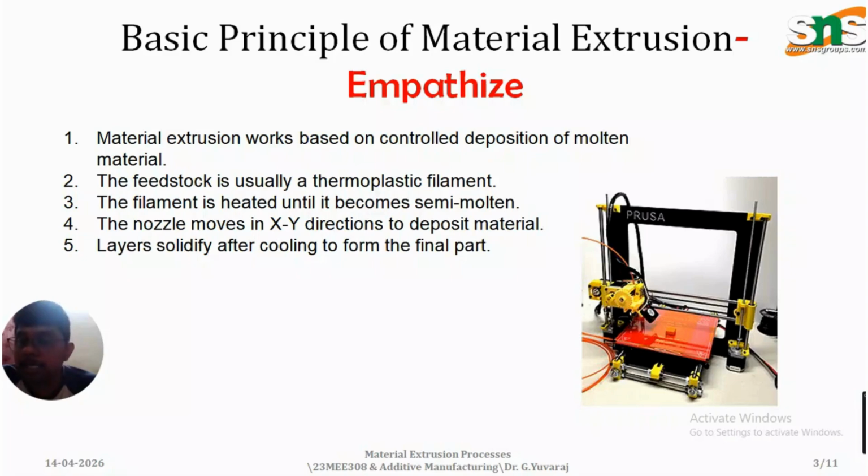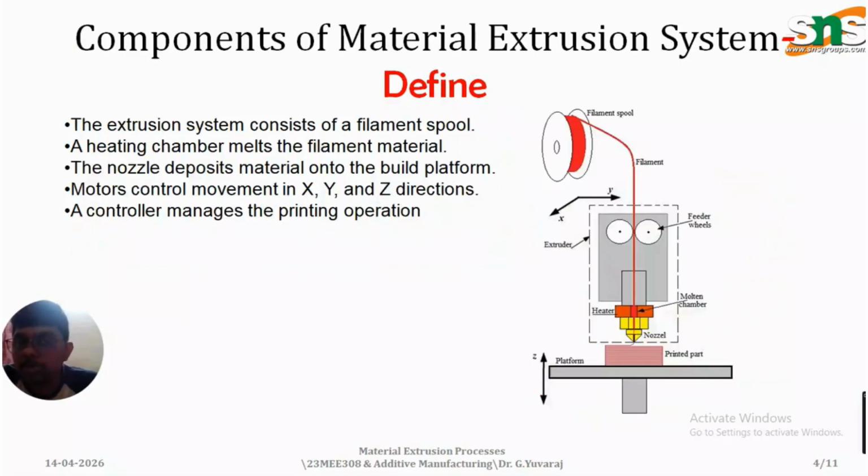So that is the primary thing. The nozzle deposits the material in a layer structure, and the thermoplastic filament settles in the molten state. The feedstock is used as the final part only after the cooling has been done. So that is the basic principle of the material extrusion process.